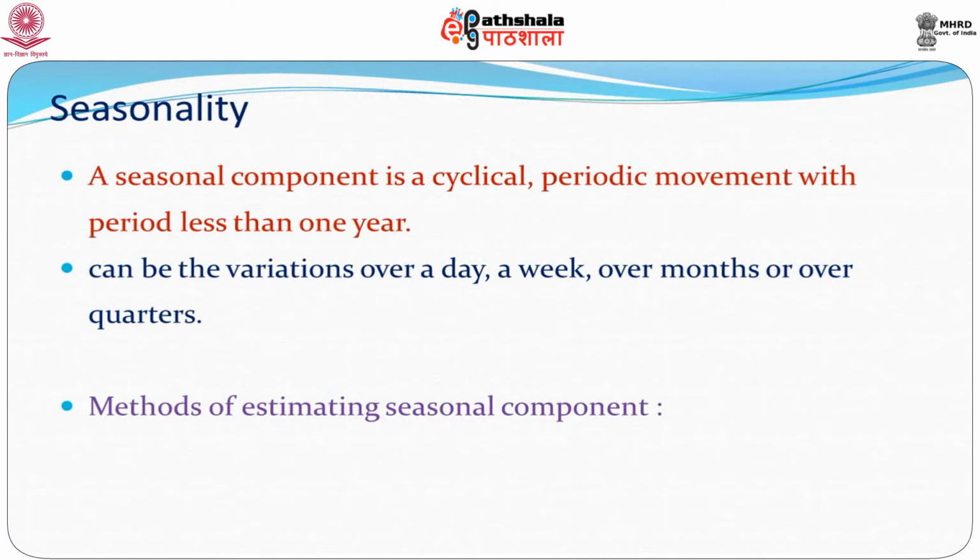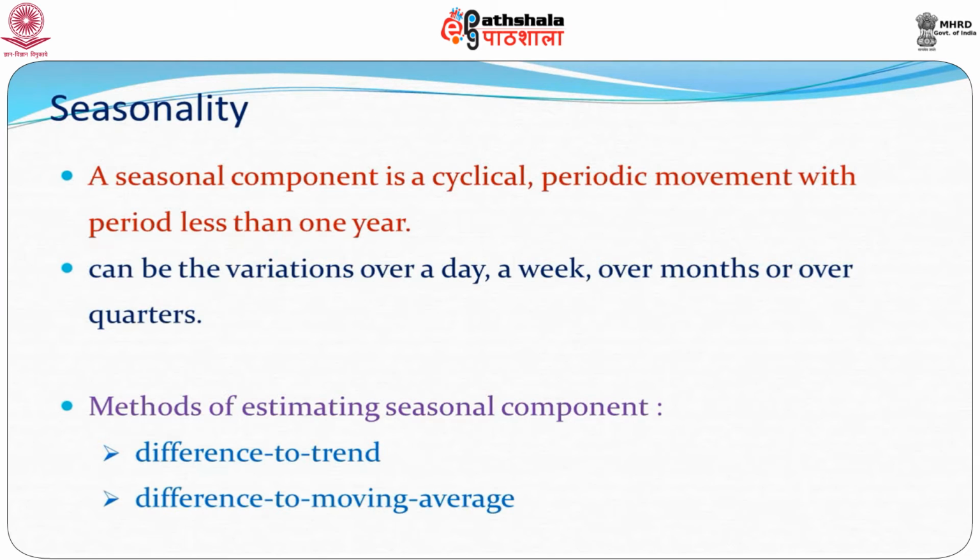Now, the methods of estimation of the seasonal component are primarily the difference to trend method and the difference to moving average method. Actually, the two methods are the same and the two names come in because of the way that we have actually estimated trend. So, if we have estimated trend using the curve fitting, we have the difference to trend method. If we have estimated the trend using the moving average method, then we have the difference to moving average method.